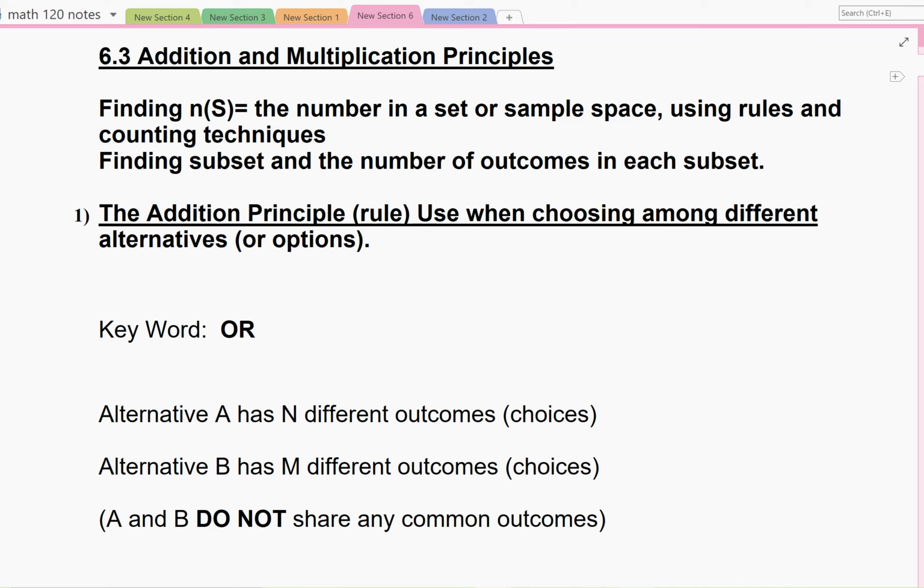When we're finding the number in a set or sample space using our rules and counting techniques, or subsets. It doesn't say that, but it's also using defined subsets, because that's what we need to do. Oh, actually, it does say that, finding subsets. In each outcome, again, we're counting in chapter 6, because eventually when we get to probability, the next chapter, we have to be able to count how many ways does this happen out of my total number of ways. That's probability. But before we get to probability, we have to know how to count things.